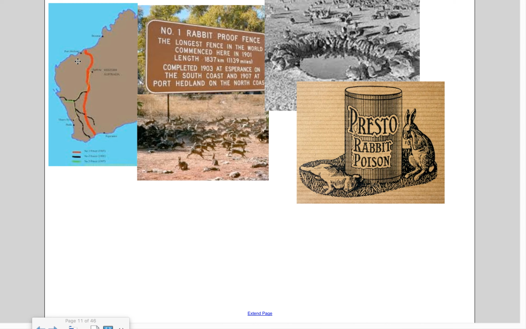They've actually built a rabbit-proof fence, the longest fence in the world, back in 1901. It's 1,139 miles, completed in 1903, and it runs along this part right here in Australia. And you can see, just look at all of these rabbits in these areas. The reason why rabbits are so dangerous to the ecosystem in Australia is they burrow underground. They're actually called the chainsaws of the outback. They destroy grasses, so soil erosion happens very quickly. They eat a lot of grass.